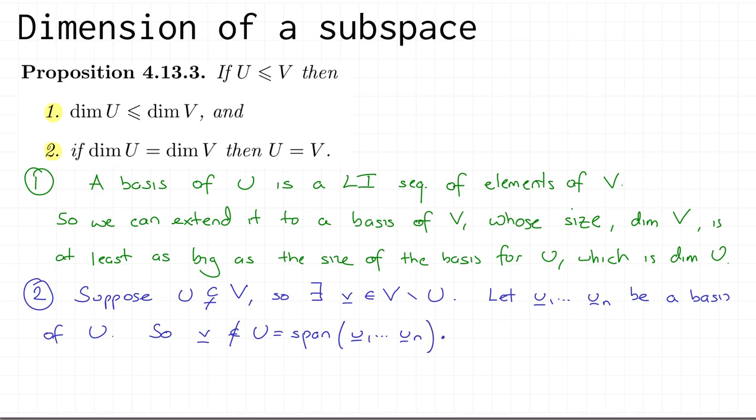Now, this is the right situation for us to use the extension lemma from 2 videos ago, maybe 1 video ago, I can't quite remember. But the extension lemma would then tell us that the sequence obtained by adding V on the end of U1 up to UN is still linearly independent. So U1 up to UN and then V is linearly independent. But now, what have we got? We've got n plus 1 linearly independent vectors in a vector space of dimension n.